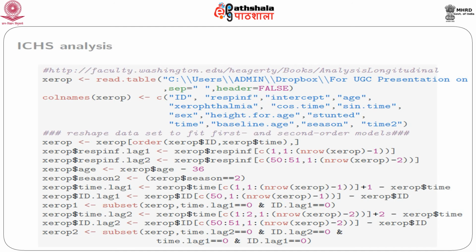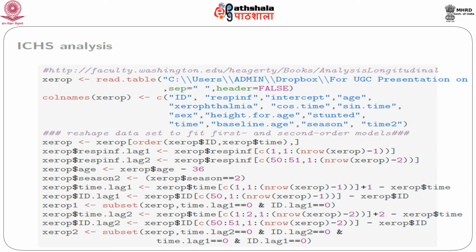Here now we would be downloading the xerop data. This is the same ICHS data that we are talking of, but for xerophthalmia. It can be obtained from the following website, http faculty.washington.edu Hegarty books analysis longitudinal, and the data is called xerop, so one can download it. I have downloaded it and saved it here.